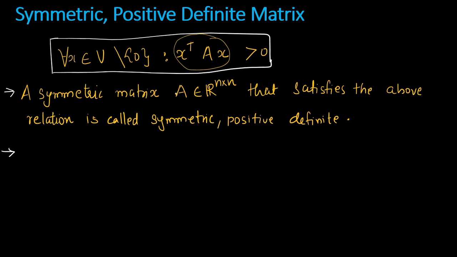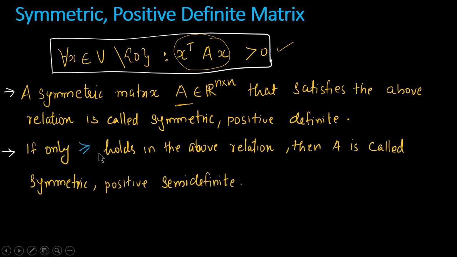So when we choose a symmetric matrix A that satisfies this condition, that matrix will be called a symmetric positive definite matrix. And if only greater than or equal to holds in the above relation, then A is called a symmetric positive semi-definite matrix. It is semi-definite if it satisfies this equality also. And why do we go for this method? Using this expression, I can represent another inner product, other than the dot product.